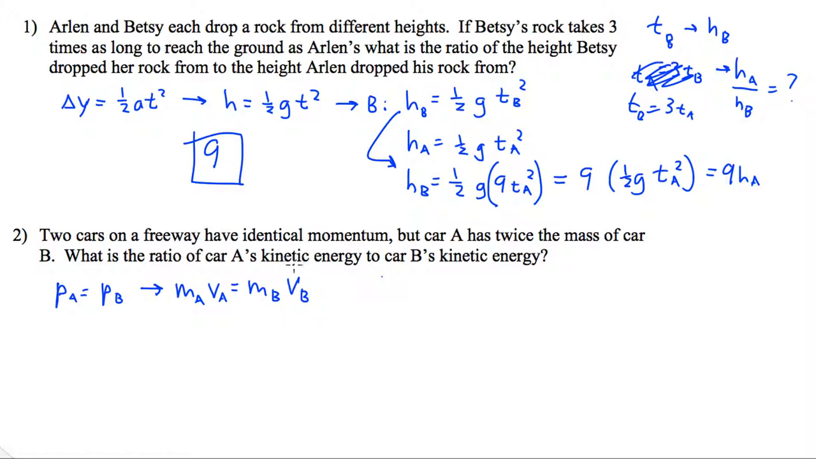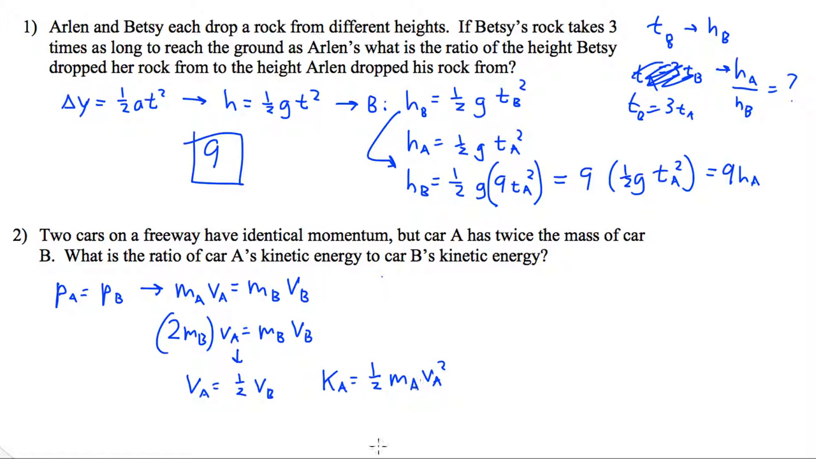And we know that kinetic energy is going to involve M and V, right? So if car A has twice the mass of car B, then we really want to find what VA is in terms of VB. So I'm going to plug in 2MB for MA. 2MB times VA equals MB times VB. And what that gets me is that VA equals 1/2 VB. So then kinetic energy for A is 1/2 MA VA squared, and kinetic energy for B is 1/2 MB VB squared.